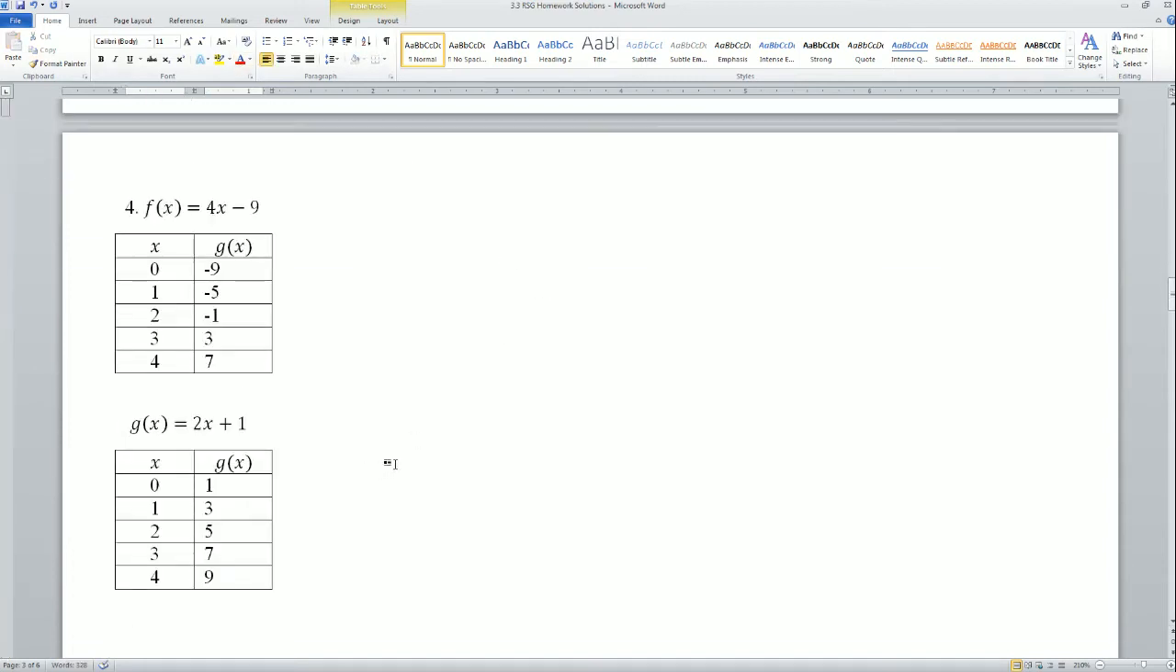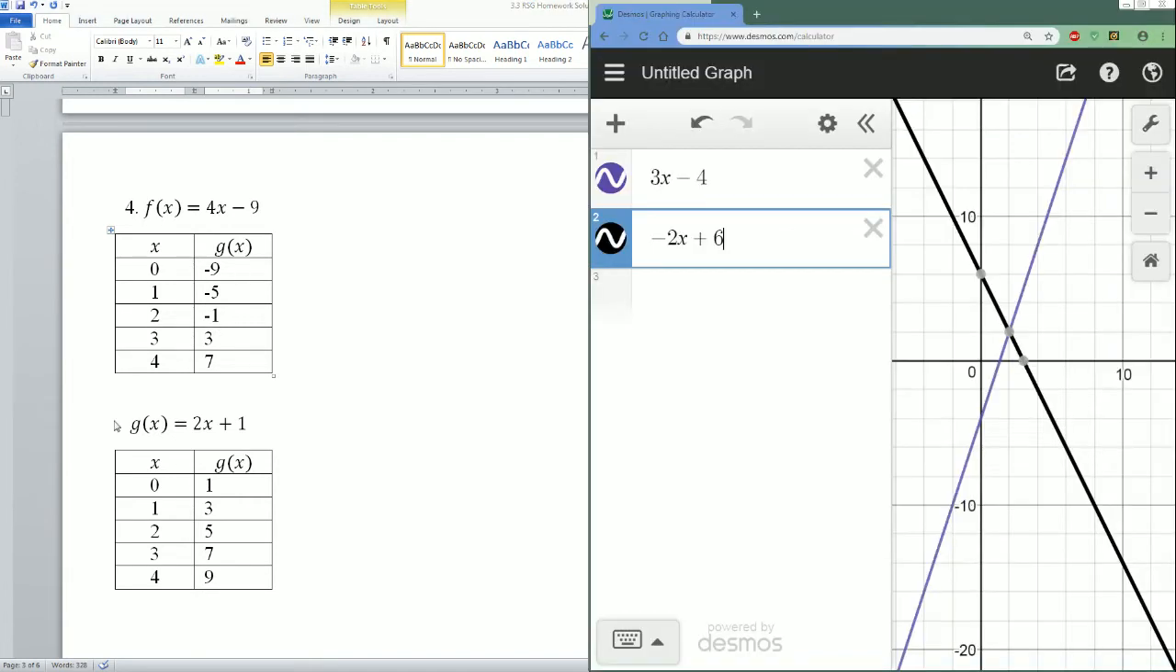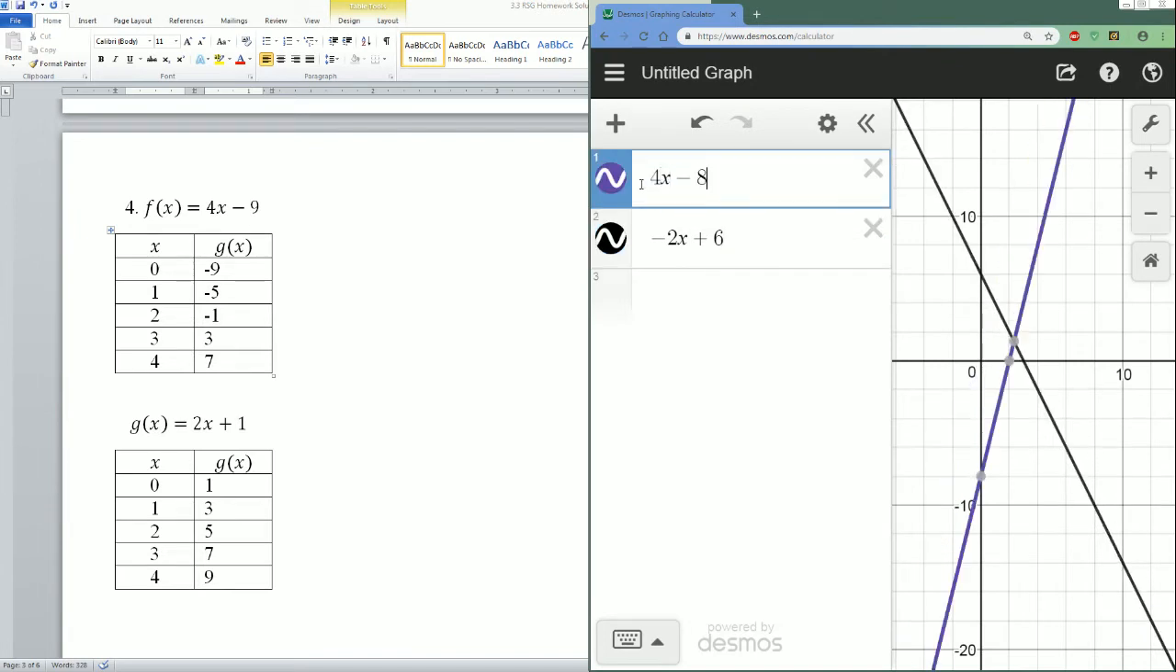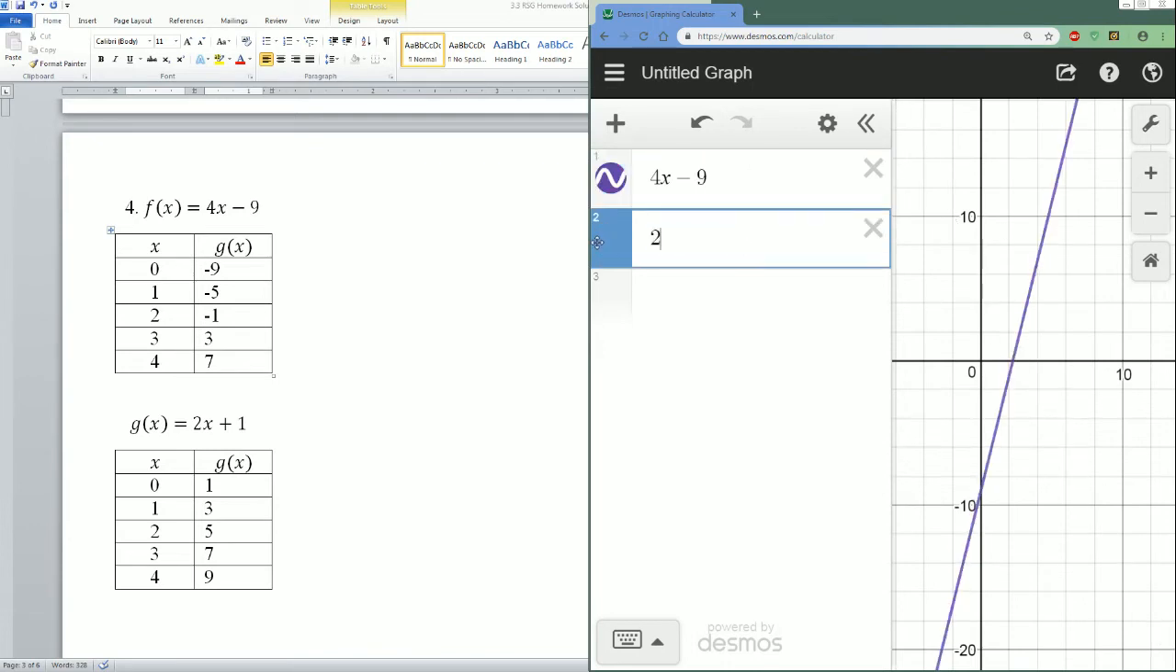Next one. Hopefully I didn't make an error in this one. Oh, I think I screwed up this one too. Let's see, 4x minus 9. Did I get those points right? And the other one was 2x plus 1. Yep, there was an intersection at 5, 11. They tricked you here. I didn't make the chart far enough, but there is an intersection at 5, 11. Okay, there you go.